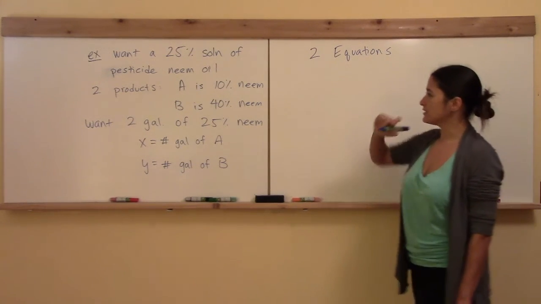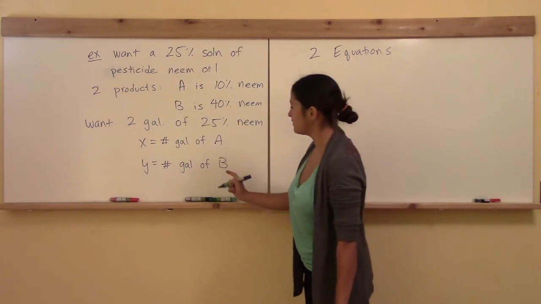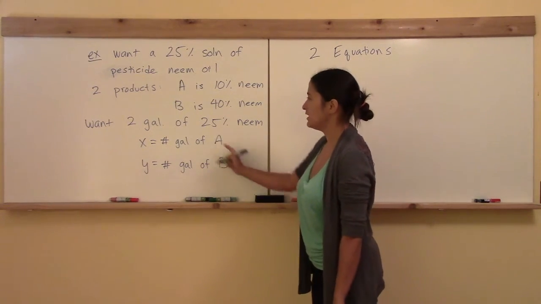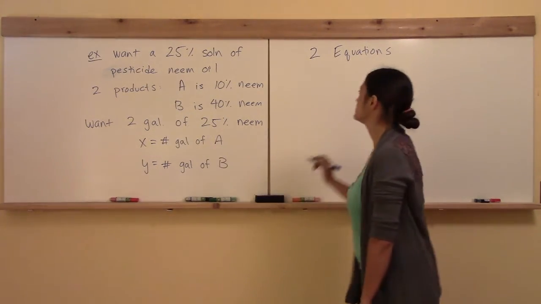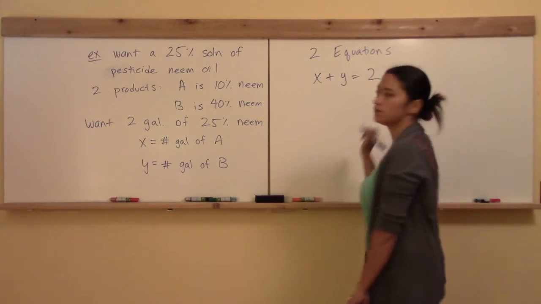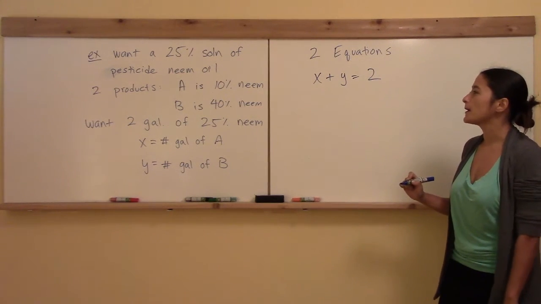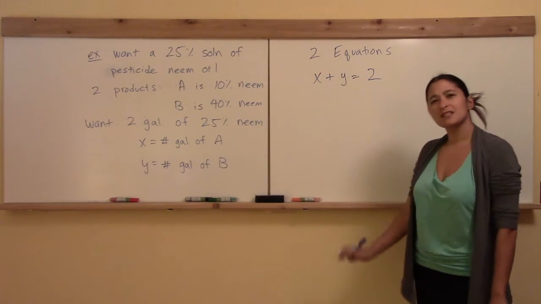Okay, so let's see. The easier one probably is that the number of gallons of A plus the number of gallons of B has to be the total 2 gallons that I want. So that means that X plus Y is going to be equal to 2. Hopefully that's the first one you wrote down. That's the easier one. The other one's a little bit harder.